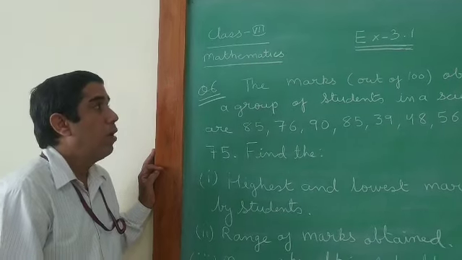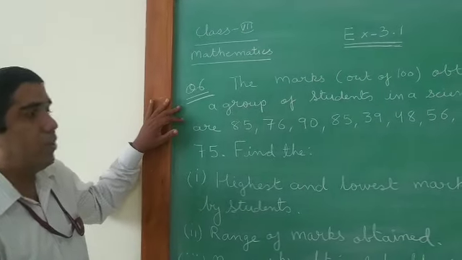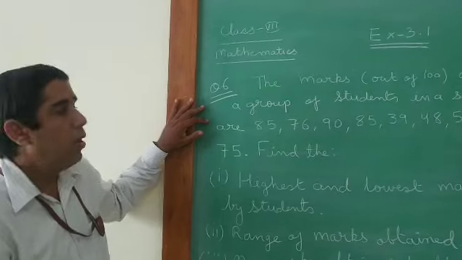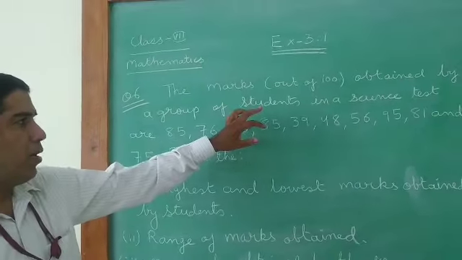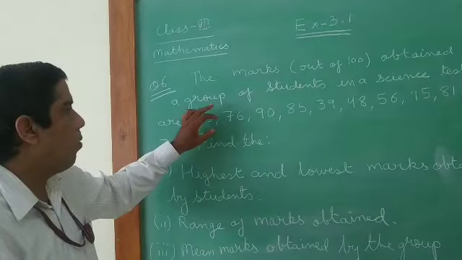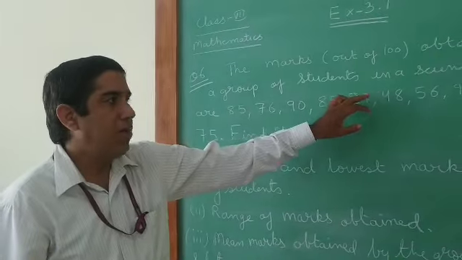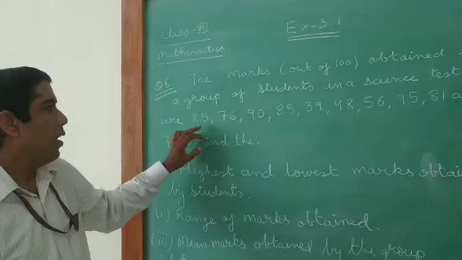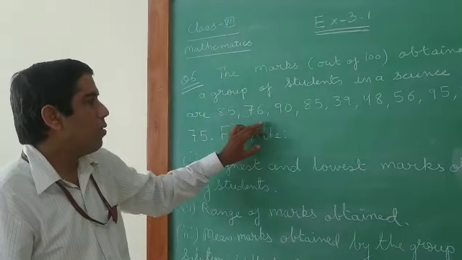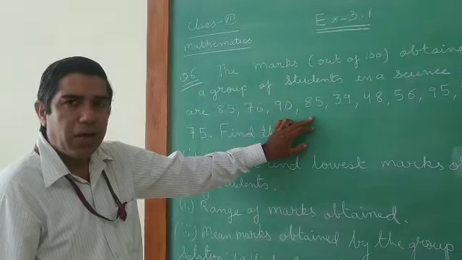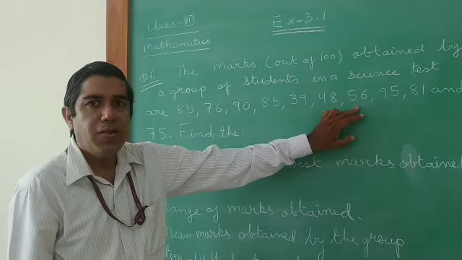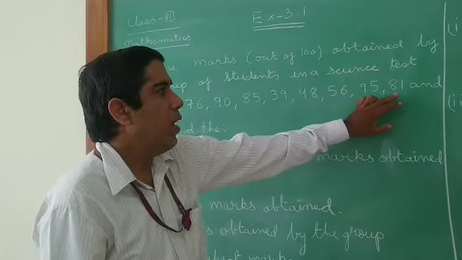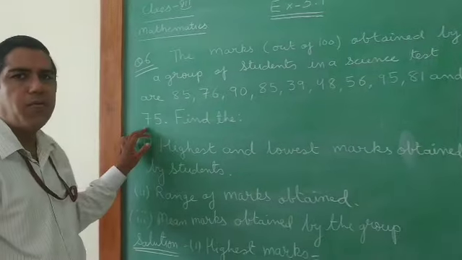Hello students, today we are going to discuss question number 6 of exercise 3.1. The question is like this. The marks out of 100 obtained by a group of students in a science test are 85, 76, 90, 85, 39, 48, 56, 95, 81 and 75.